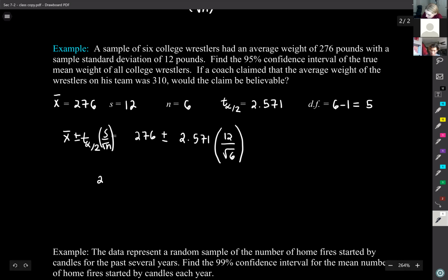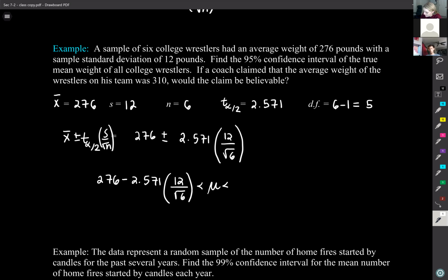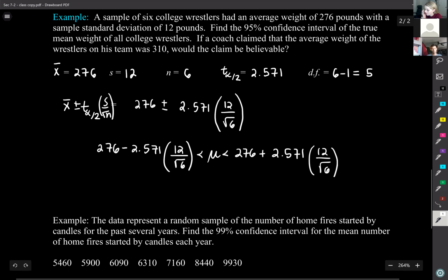So we know that the lower value is 276 minus 2.571 times 12 over the square root of 6. And we know that the mean is then hopefully less than 276 plus 2.571 times 12 over the square root of 6. All right, so I'm going to let you guys attempt to simplify this. Go ahead and simplify both sides and then private chat me your answers when you get them. Just round to a whole number. Since we're dealing with average weights, just give me whole numbers. So go ahead and give me in a private chat what these simplify down to.